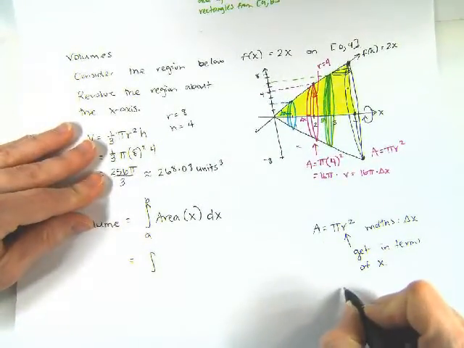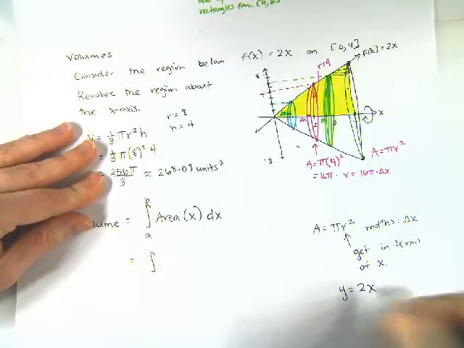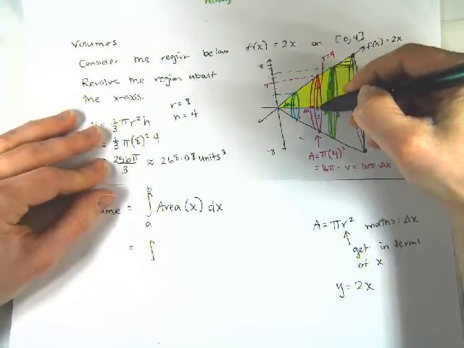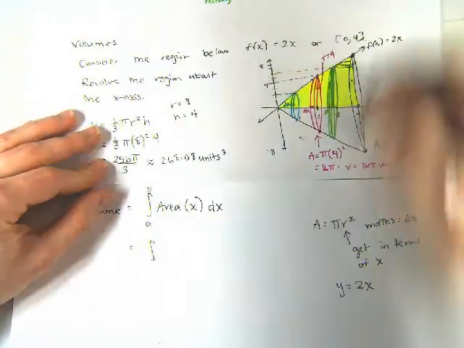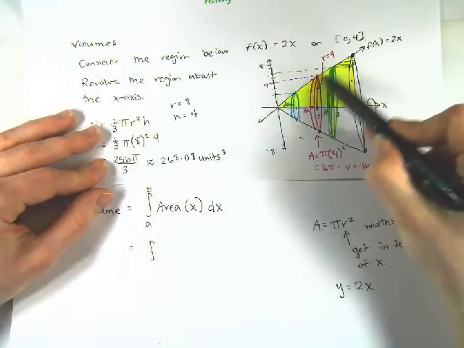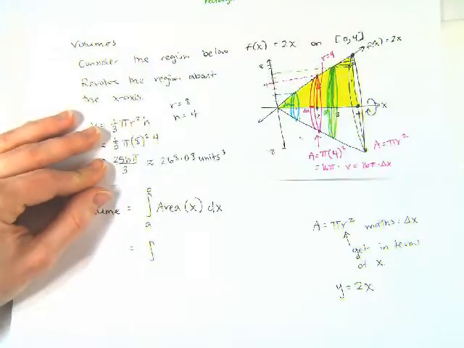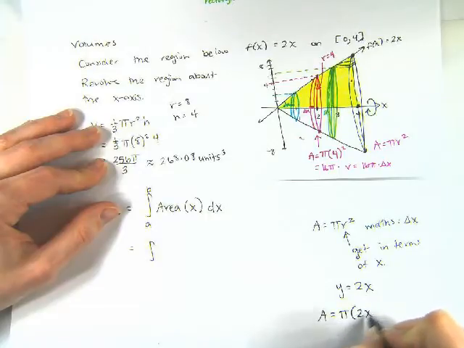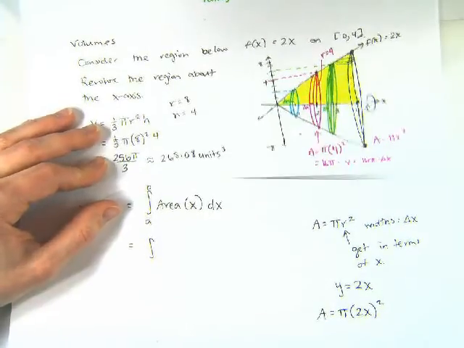Okay, well we know the relationship between y and x. Y is 2x. So basically anywhere I go, wherever I put my slice, the radius is going to be twice the x coordinate because of this linear relationship that we have here. So that means anywhere I go, the area is going to be pi times 2x squared.